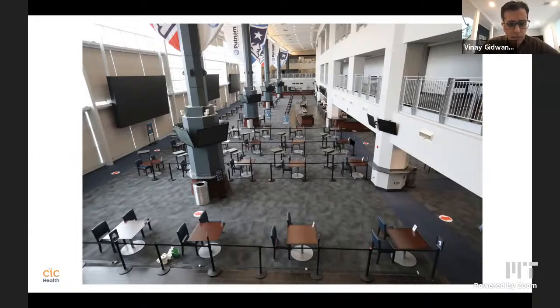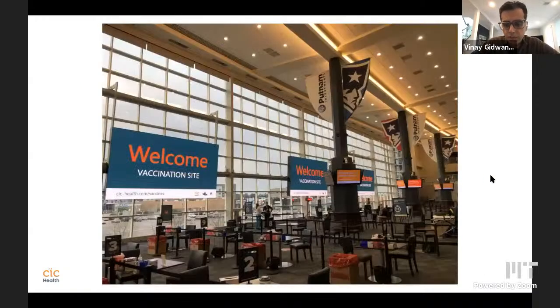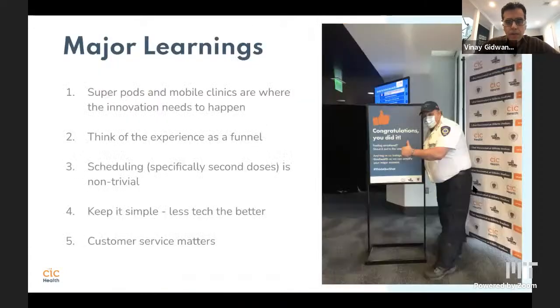So that's one important lesson, is to think about the captive audience that you have at the time of vaccination and the messaging that you want to give them. So we have a lot of privilege to do that there. You can have an idea here of what it looks like on the ground and all those different screens and how all the vaccination centers are lined up for people to get vaccinated. I want to talk about some of the major learnings, just very briefly, about what we've learned from this experience.